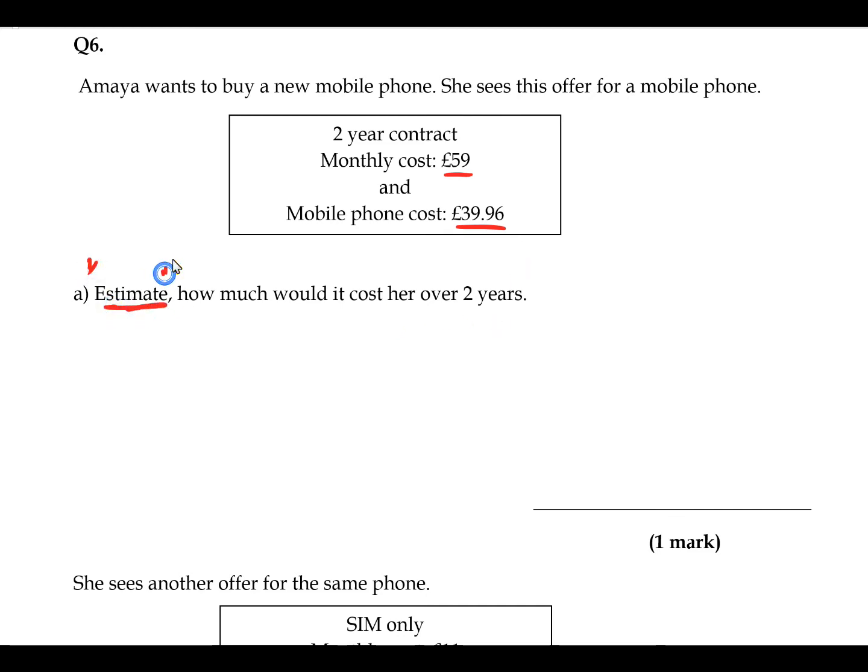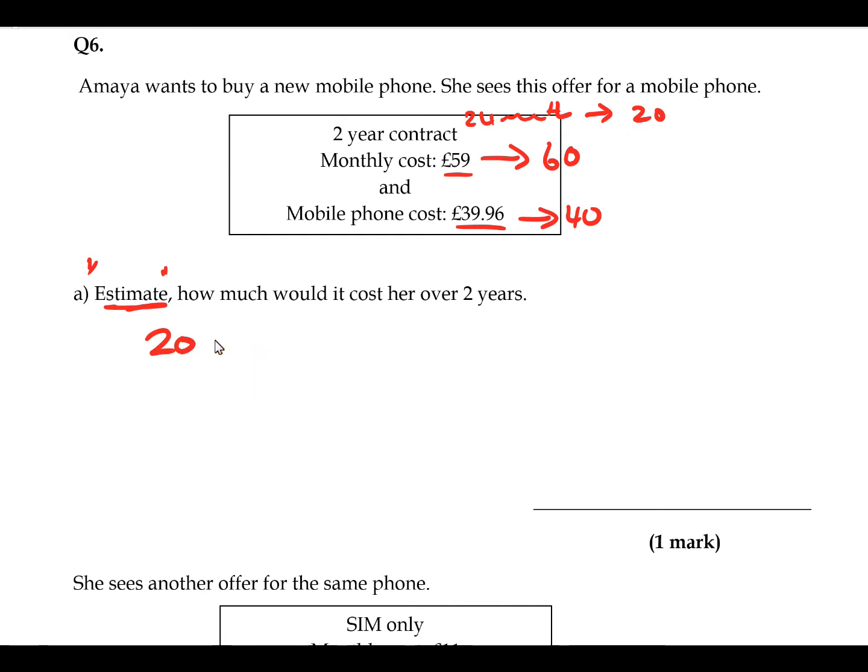So the buzzword here, estimate, means we can round these numbers to make the maths easy for ourselves. So £59 is close to 60 and £39.96 is close to 40. Now we want it for 2 years, so let's call it 20 months because a year is 24 months. And if we round that and make it easy, let's call it 20.